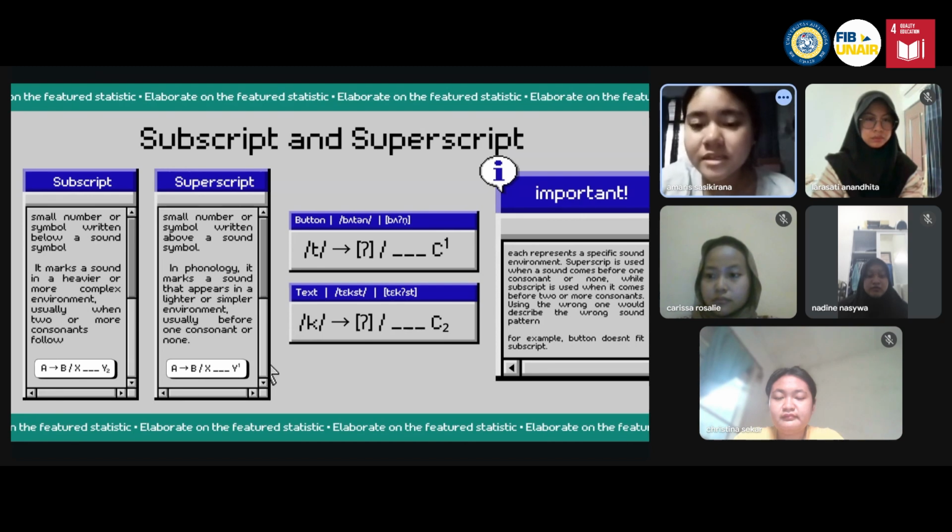And next, we also have an important matter to notice: each represents a specific sound environment. Superscript is used when a sound comes before one consonant or none, while subscript is used when it comes before two or more consonants. Using the wrong one would describe the wrong sound pattern. For example, button doesn't fit a subscript because button doesn't have two or more consonants. Next.